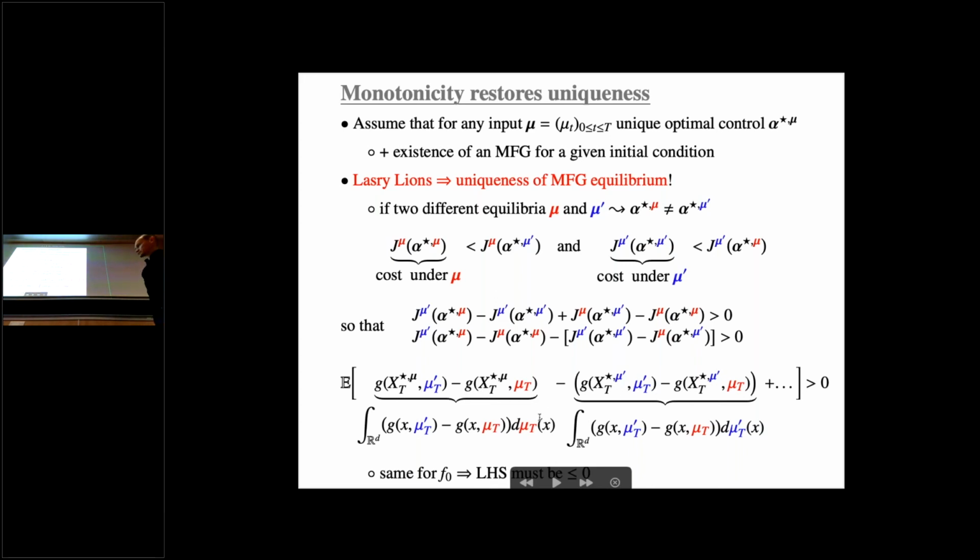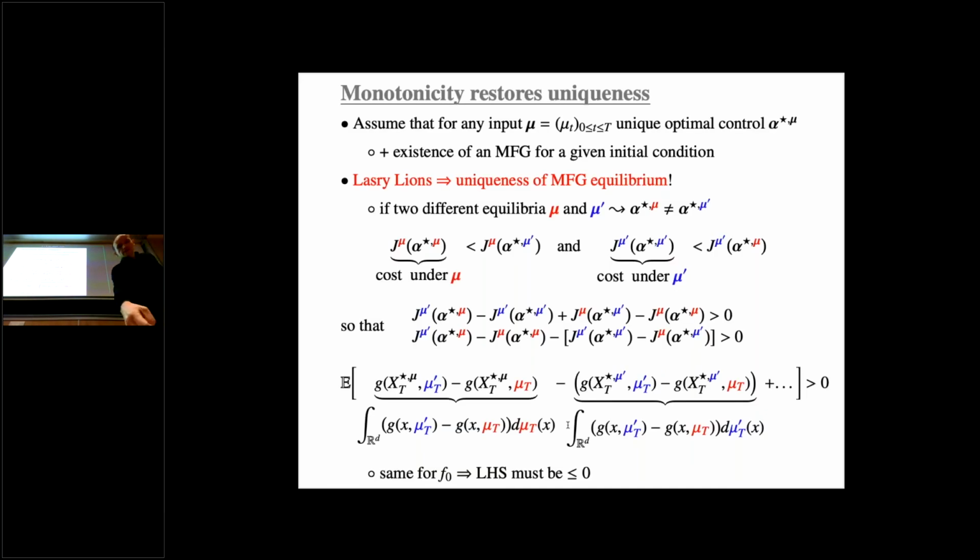And now you rearrange a little bit. This is exactly g mu prime minus g mu integrated in mu, and the same, g mu prime minus g mu integrated in mu prime. And you have to make the difference. What monotonicity says is that this difference has to be negative, at least non-positive. And so you have a contradiction, and this is the proof that you have in the class. Okay, so this was, I think, the last slide. I'm just on time for this first lecture.